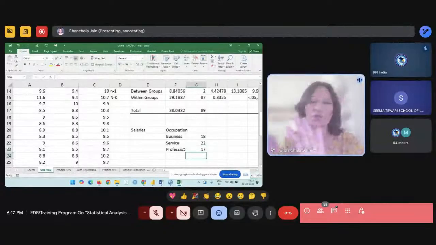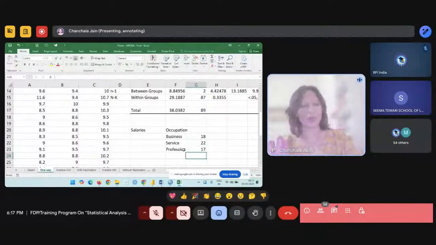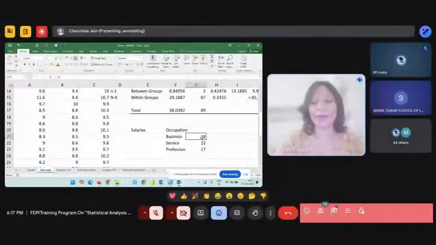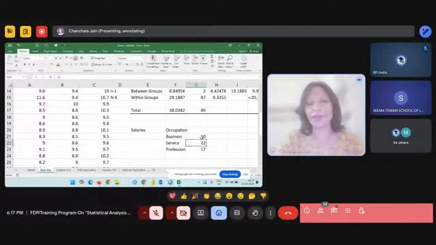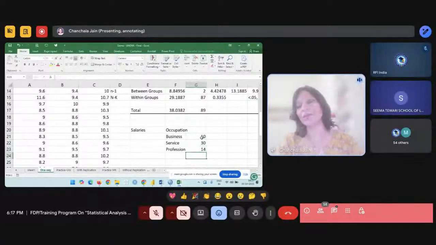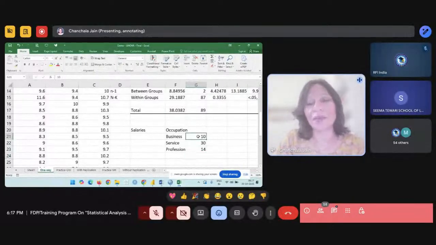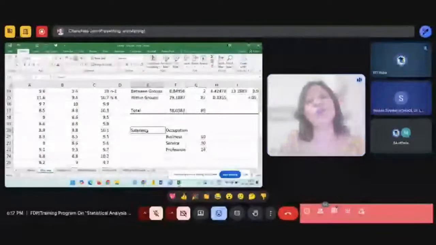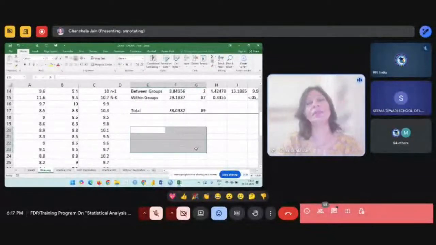In that way, it is okay. But if I am having only 10 business class people's data, 30 of this type I have taken, and suppose 14 of another, then in that case there is disparity. So you need to be a little cautious while you are collecting the data.